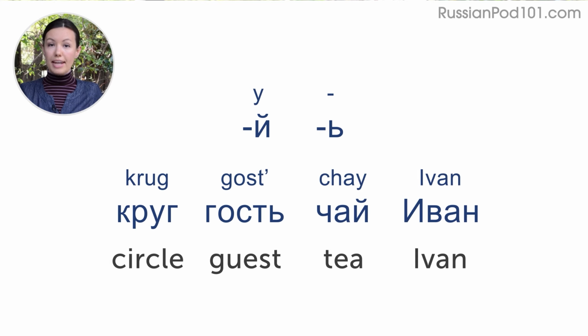Masculine nouns, names included, usually have at their end either a consonant, including й, or a soft sign, which, as you remember, doesn't have a sound of its own. For example, круг – circle, гость – guest, чай – tea, Иван – that's a Russian male name.